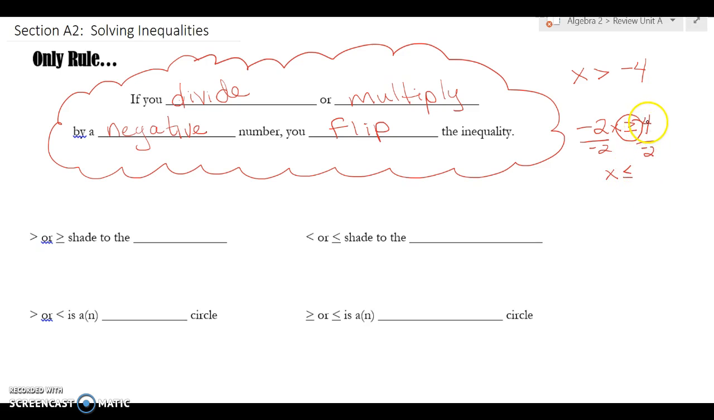And so I believe that was a -4. So -4 divided by -2 is a +2. So when you divide or multiply by a negative, you flip your answer.